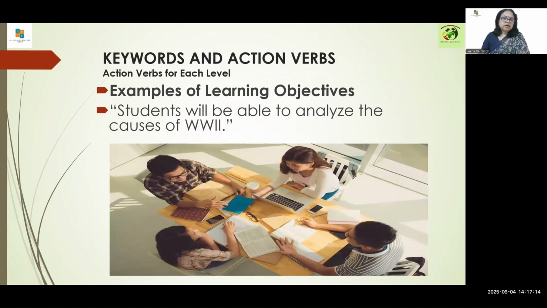The keywords, the nouns which were there in the original taxonomy, have actually become the action verbs. So, for the teacher's reference, here is how the change is: rather than just knowing the facts of World War II, children are expected to analyze the cause and the impact of World War II.